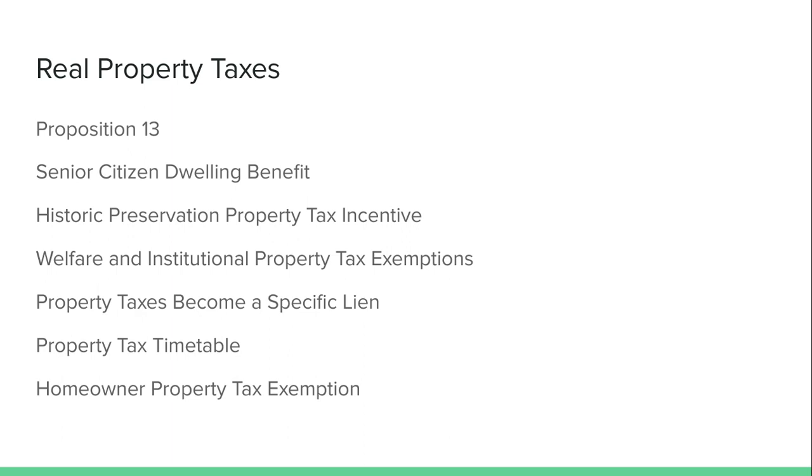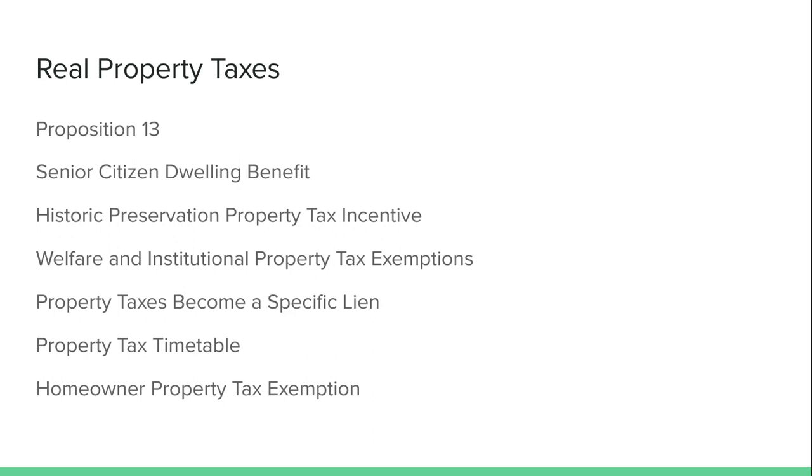Looking first at real property taxes, the first thing to look at is Proposition 13, which was passed around 1978 by California voters, which says you can own a home and you pay property taxes on that home, but the increase of property tax that you have to pay, or the assessed value of the home, can only go up by 2% each year.